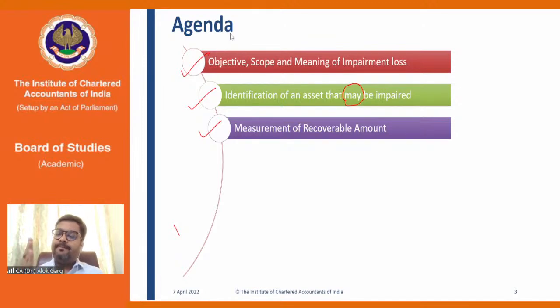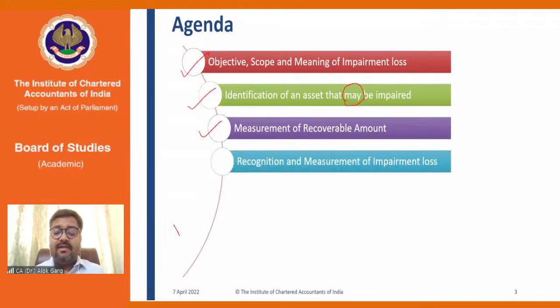So basically, the idea and objective is, in your balance sheet, your assets should be stated at a value which is no more than the recoverable value. If it is less than recoverable value, it is okay, but it should not be recorded at more than the recoverable value. Okay. So you need to measure the recoverable amount. And what is recoverable amount? Recoverable amount is higher of fair value less cost to sell and value in use. Okay. So we'll talk about this.